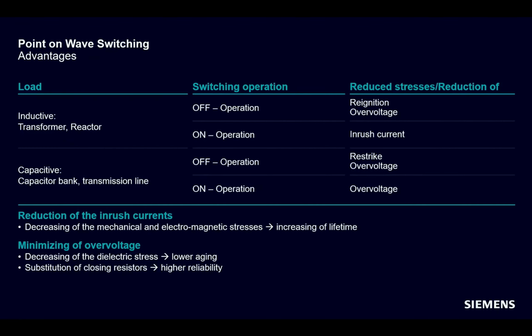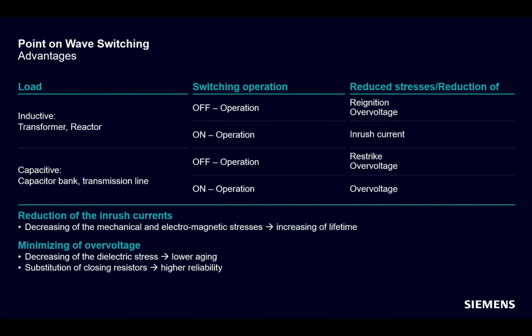For inductive loads like transformer and reactor, reignition and overvoltage can be reduced during switching off, and inrush current during switching on. For capacitive load like cap bank and transmission lines, restrikes and overvoltage can be reduced during switching off, and overvoltage during switching on.